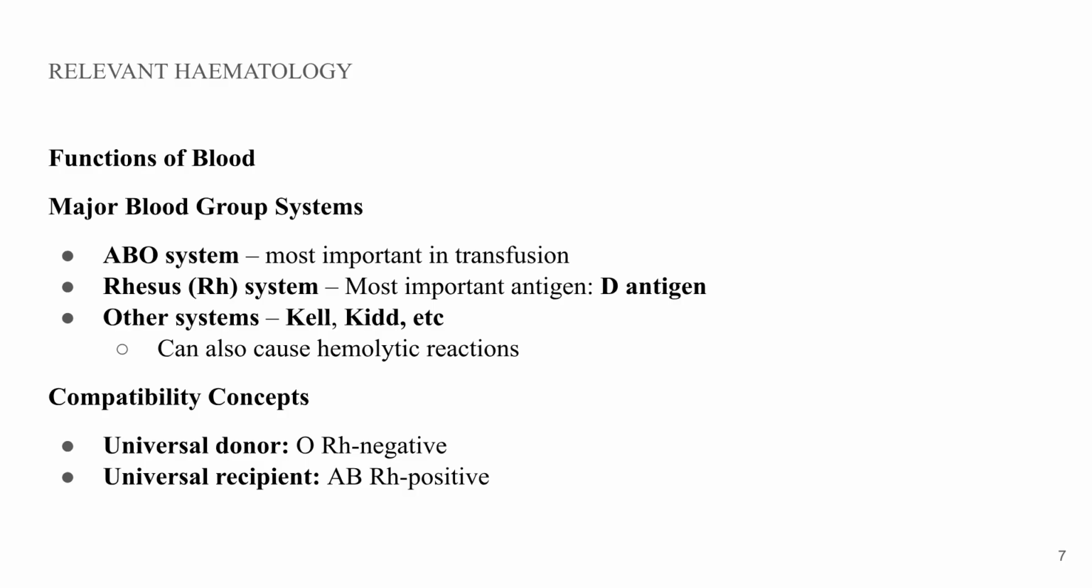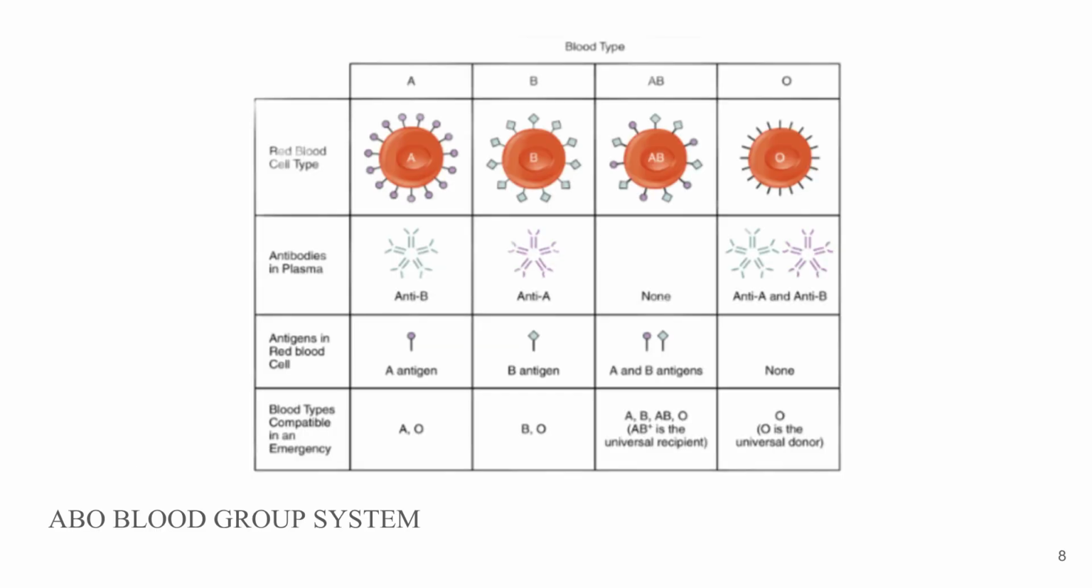Relevant hematology includes the functions of blood and major blood group systems. The ABO and rhesus systems are the most important. O RH negative is the universal donor, and AB RH positive is the universal recipient. This visual illustrates the composition of the ABO blood group system, showing the antigens and antibodies present in each group.